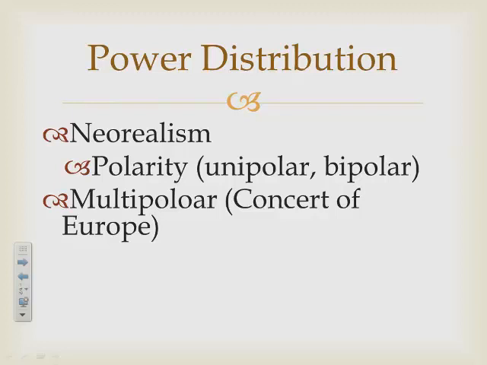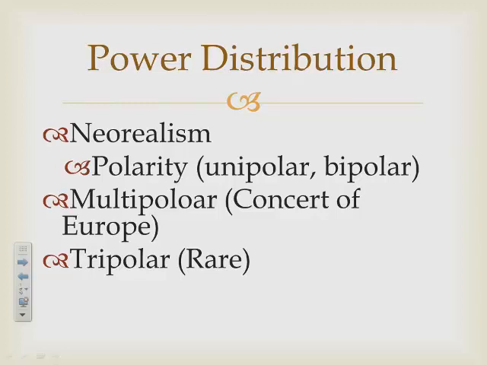A multipolar world is what we had in the 19th and early 20th century, the concert of Europe, where we had a number of great powers within the European continent that were constantly shifting alliances and kind of balancing against one another, but there was no clear group of two states or one state that had the advantage.